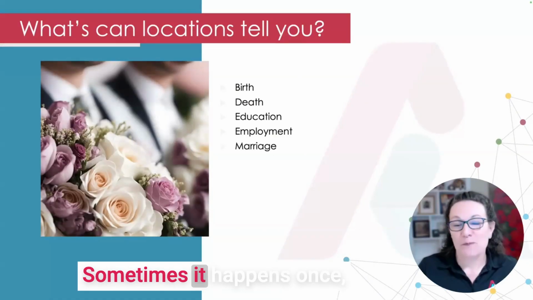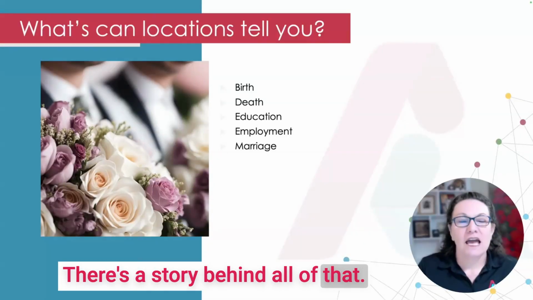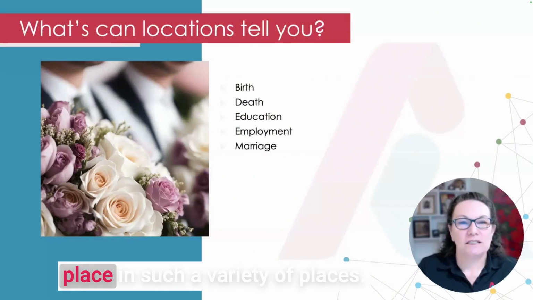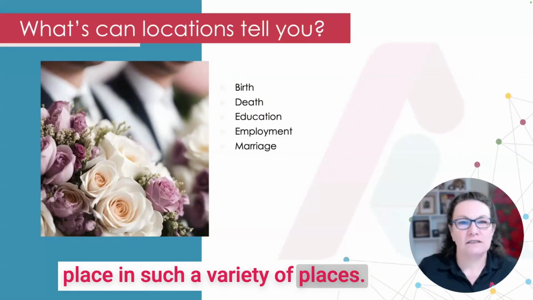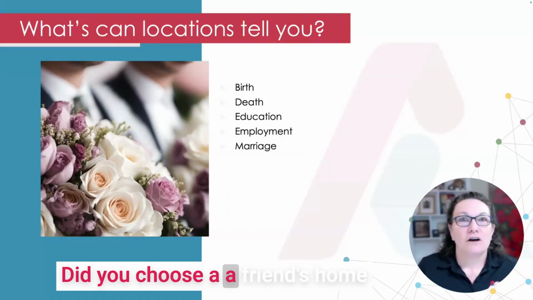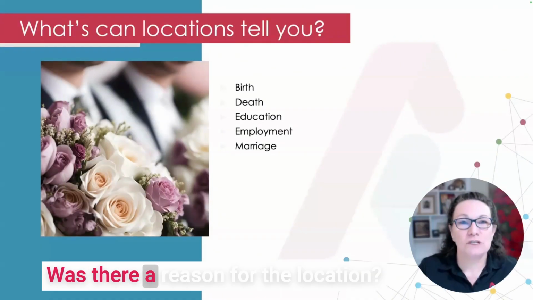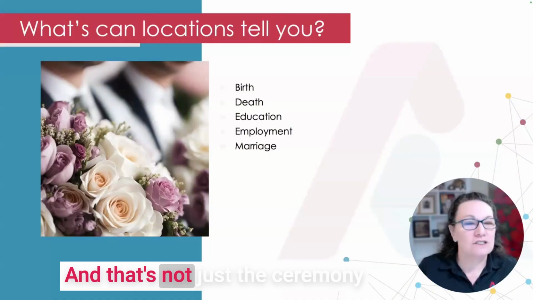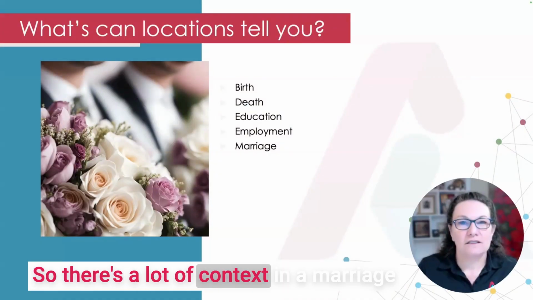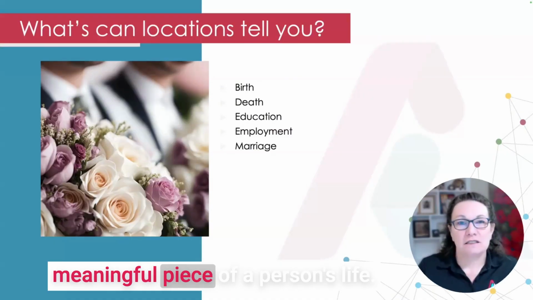Marriage. Sometimes it happens once, sometimes it happens multiple times. There's a story behind all of that. Also, the location of a marriage. A union ceremony can take place in such a variety of places. Did you choose a church? Was there a faith? Did you choose a friend's home that meant something to you? Did you do a destination wedding? Was there a reason for the location? And that's not just the ceremony itself, it's also the reception. So there's a lot of context in a marriage because that is such a deep, meaningful piece of a person's life.